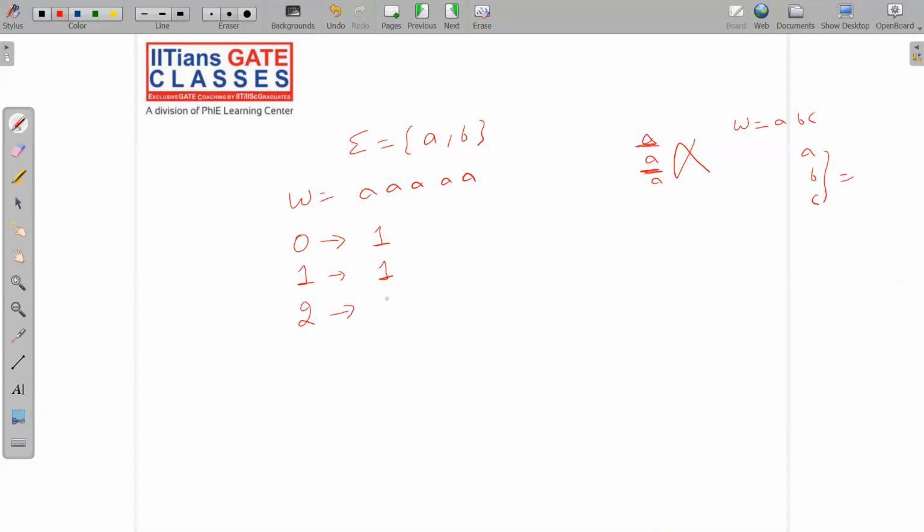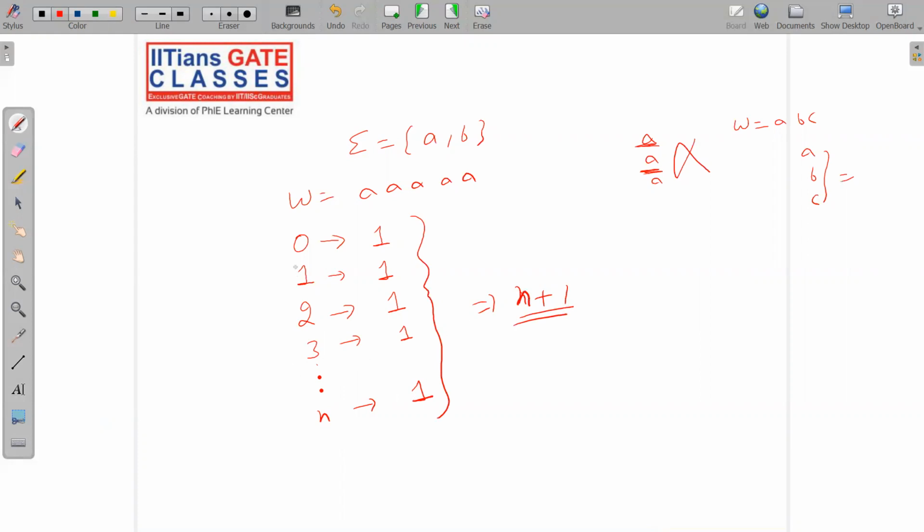Now length 2 will be only one, that is double A. Length 3 will be only one, that is triple A, and so on. So length n will be only one, that is the string itself. So all these ones will now be added. So the answer will be n plus 1.